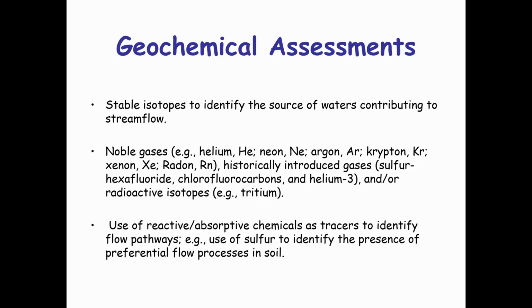And just as an example, sulfur can be used to identify the presence of preferential flow processes in soil. And this would help us understand better about whether the water that is causing an impairment is actually coming from, for instance, drain tile, or whether it's coming from surface water just by the sulfur content of the stream water.